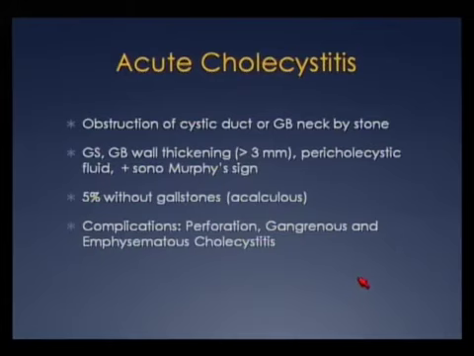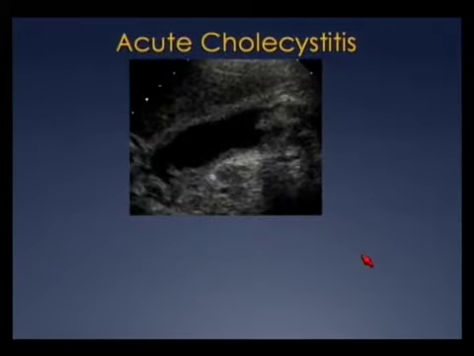Now, acute cholecystitis typically represents about 5% of ER visits, and it's obstruction of the cystic duct or the gallbladder neck by a stone. The hallmarks are gallstones, gallbladder wall thickening, pericholecystic fluid, and sonographic Murphy sign. However, in elderly patients and patients who've been on analgesics, the sonographic Murphy sign may be negative. 5% of acute cholecystitis is actually acalculous, and complications include perforation and gangrenous and emphysematous cholecystitis.